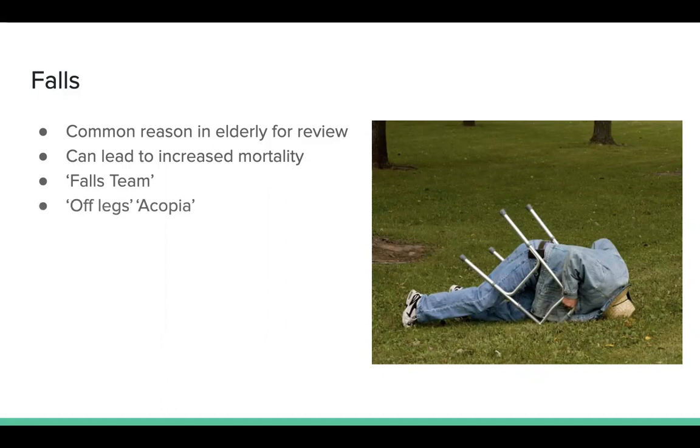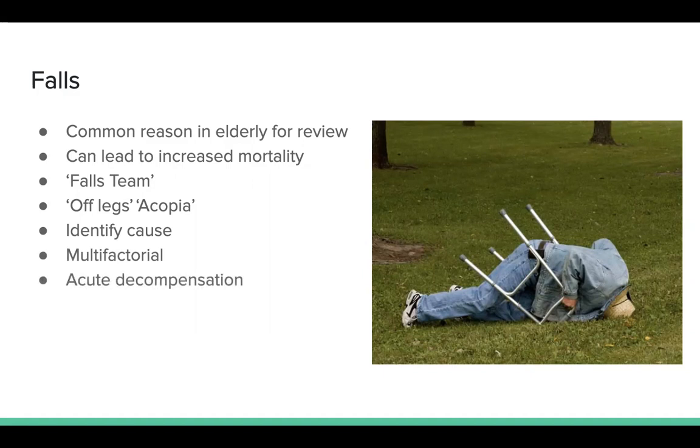Probably not these days, but a few years ago, patients were being labelled as off legs or having acopia, and this could have meant that they were more at risk of having falls or had previously fallen. It's important that we identify the cause of why the patient has fallen when we review them, and also understand that often the cause is multifactorial.